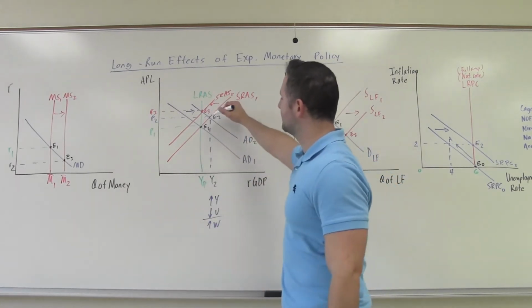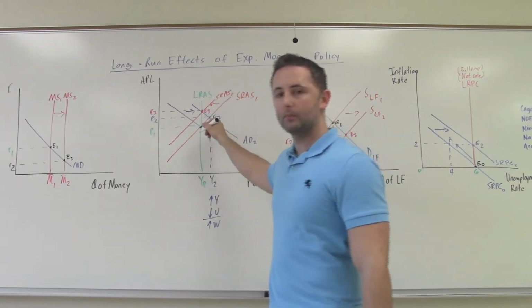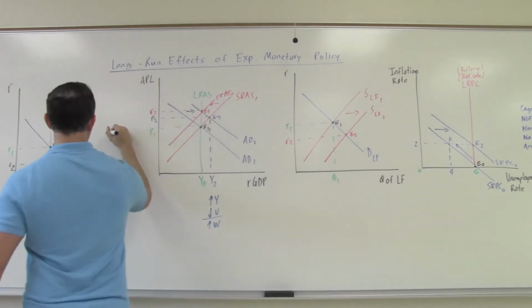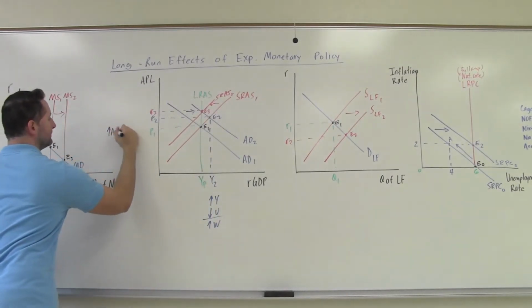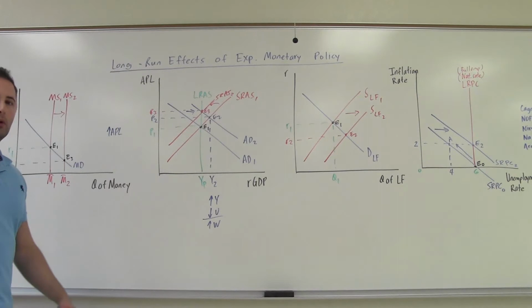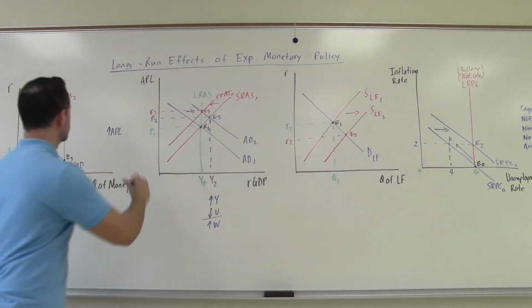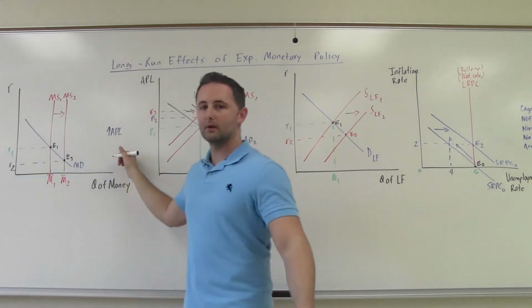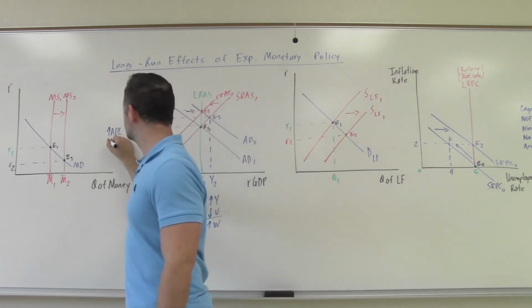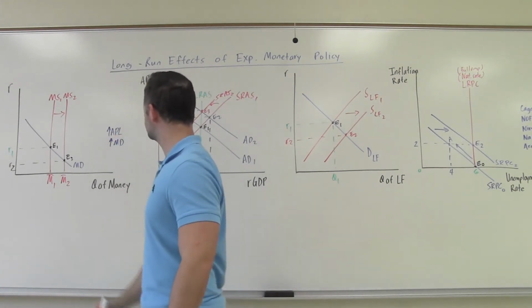Now what happens as a result of this? APL has gone up on this model. It's gone up on both of them for that matter. When the APL rises, what does that lead to? Well, it leads to a proportional increase.